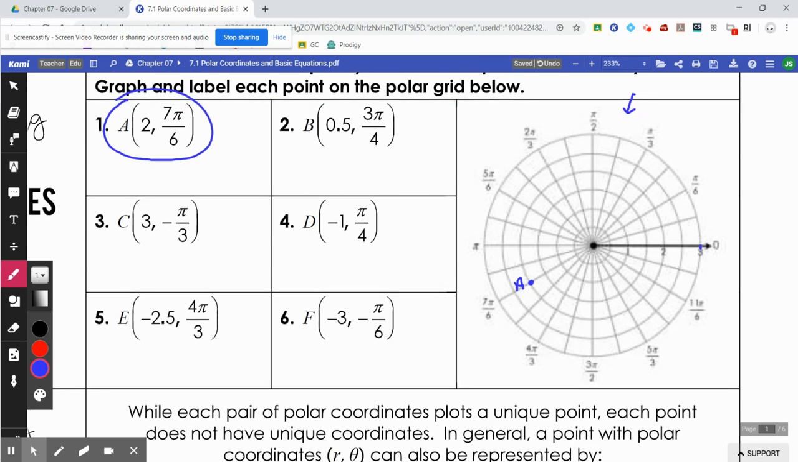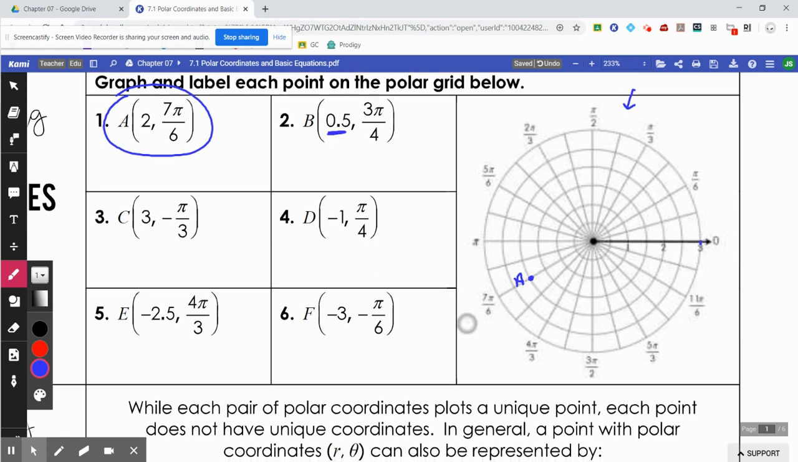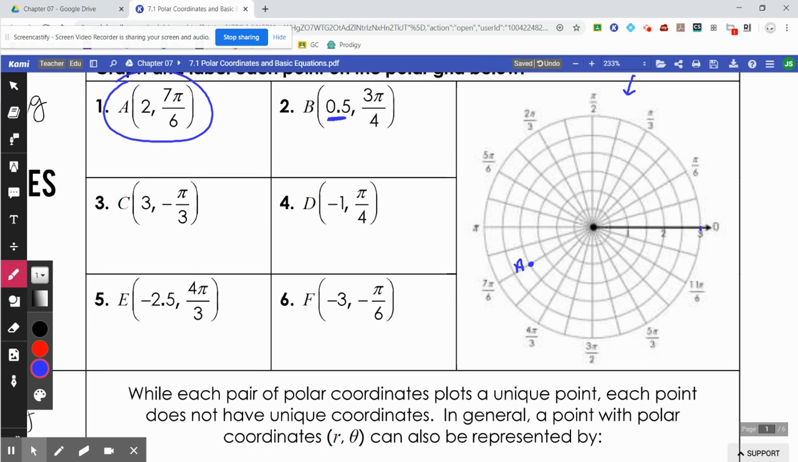Point B says to go out a radius of 0.5 and rotate 135 degrees. So 0.5 is our radius, which is about here, and we're going to rotate around until we find 135 degrees, which I believe is right there. So that would be point B. So we went 90 degrees and then another 45, and that would be correct.